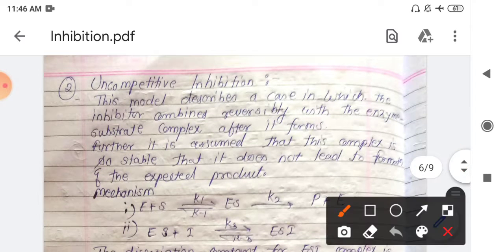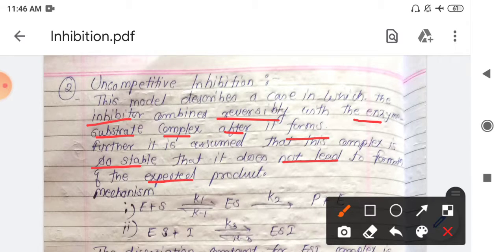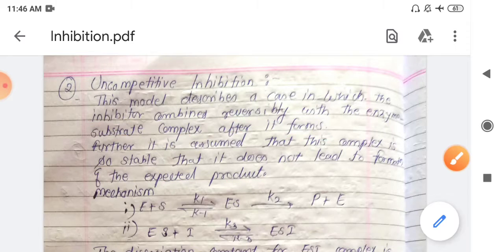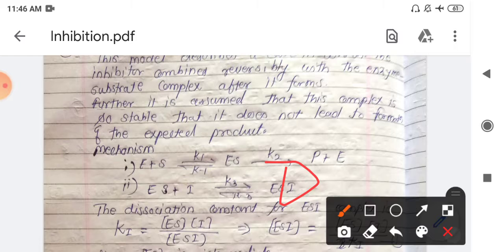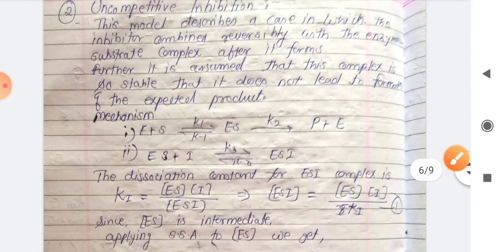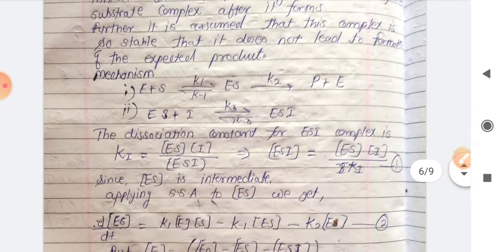So this model describes the case in which the inhibitor combines reversibly with the enzyme substrate complex after it gets formed. Further, it is assumed that this complex is so stable that it does not lead to the formation of the expected product. Overall, we can say that due to the formation of this ESI type of complex, the product formation rate decreases. So we'll follow the same procedure that we used for the Michaelis-Menten equation or the Lineweaver plot.